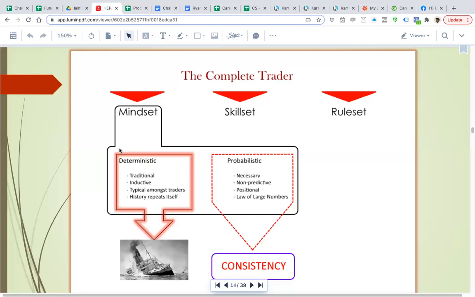That mindset is the epitome of a deterministic mindset and the opposite of a probabilistic mindset. Again, Mark Douglas describes this very well in his book, Trading in the Zone. In fact, if you don't have a copy, please drop into the comments that you don't have a copy. We'll send you an electronic version. It's absolutely essential that you read that.